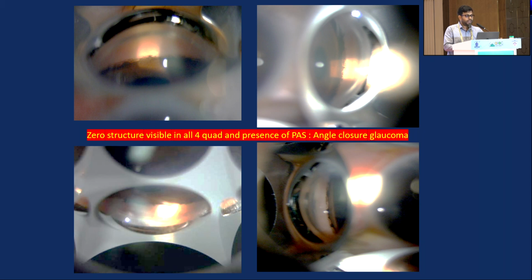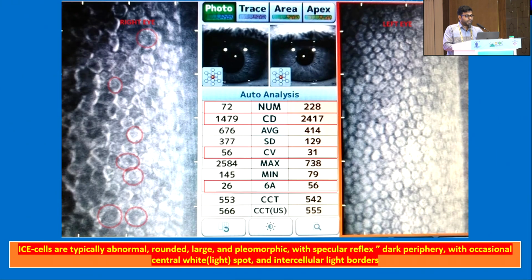In gonioscopy of the right eye, we can see in all four quadrants zero structure was visible, with presence of PAS, like here we can see the broad tented PAS. Specular microscopy is an important diagnostic tool to diagnose ICE syndrome. If we compare the right eye with the left eye, we can see the presence of ICE cells, which are typically abnormal, rounded, large, pleomorphic, with centrally white, peripherally black, with white intracellular margin, like I mentioned in this picture. The cell density is also decreased in the right eye, CV ratio increased, and hexagonality also decreased.